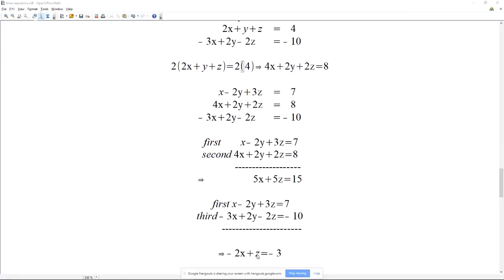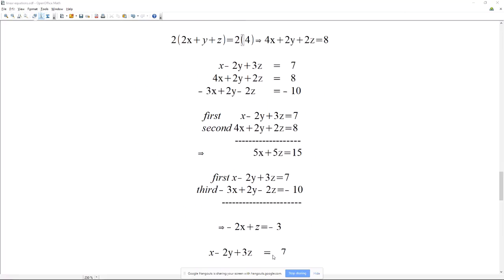Y's cancel out, and I'm left with Z. So I'm left with minus 2x plus Z equals -3. So now I have another equation I can work with. And you'll see how these actually become important here in a second.